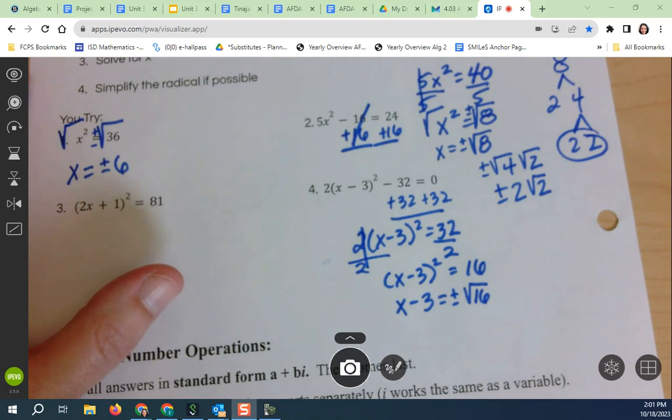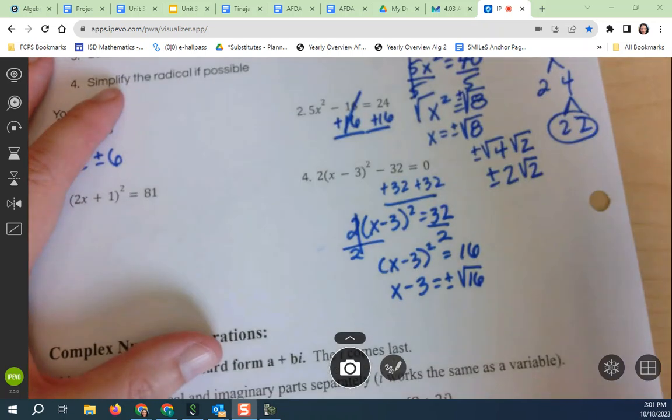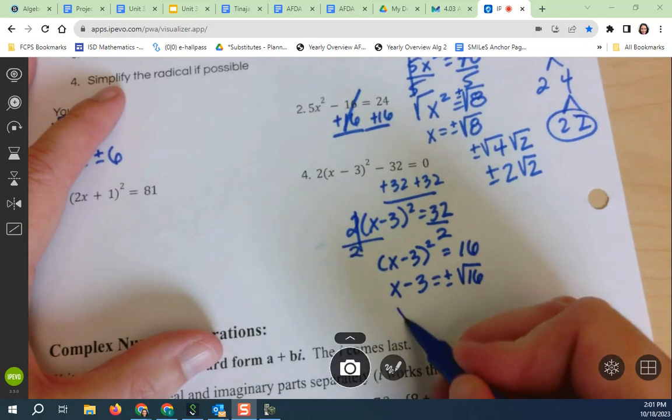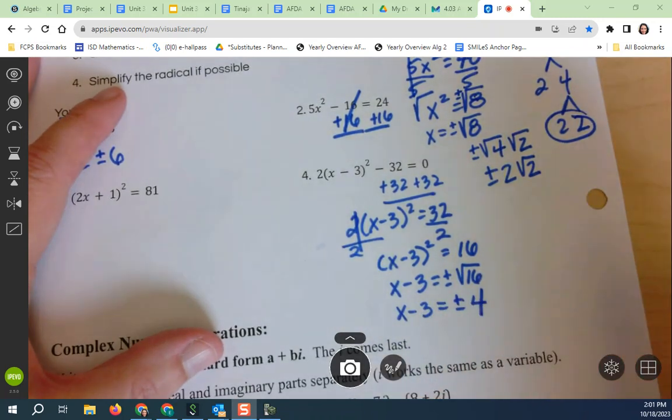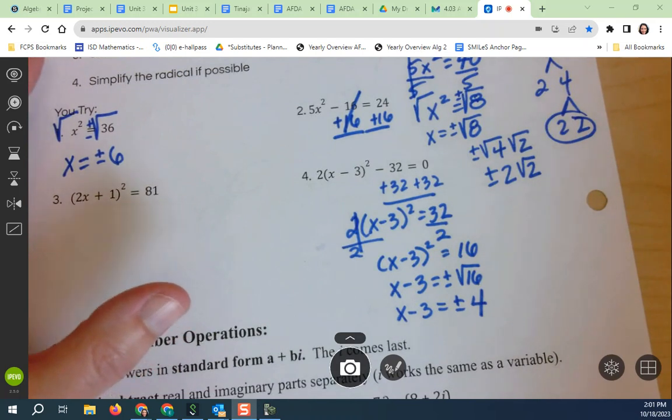Yeah, what's special about square root of 16? It is a perfect square. Good. Do you know what it is? 4. Very good. All right. So I have x minus 3 equals plus or minus 4. This is going to be fun because we can actually make numbers out of this.